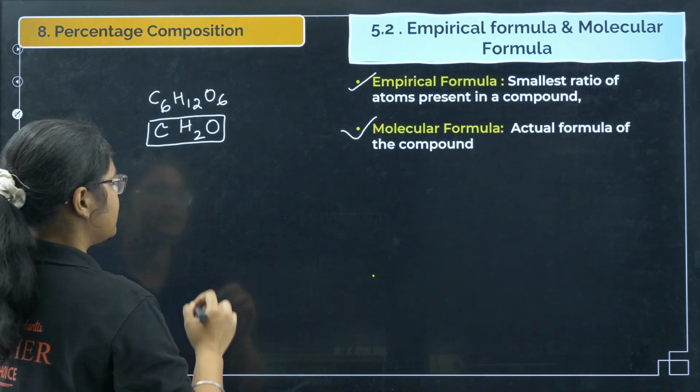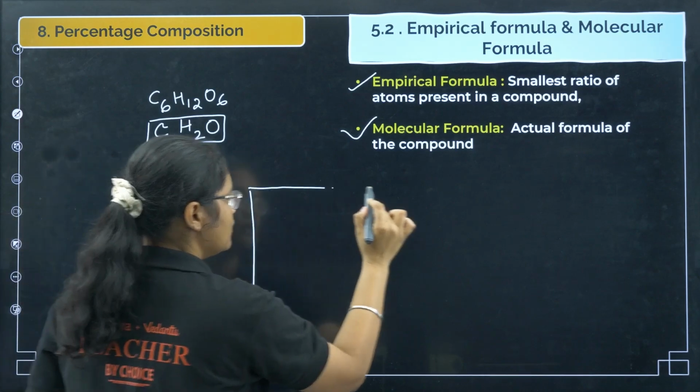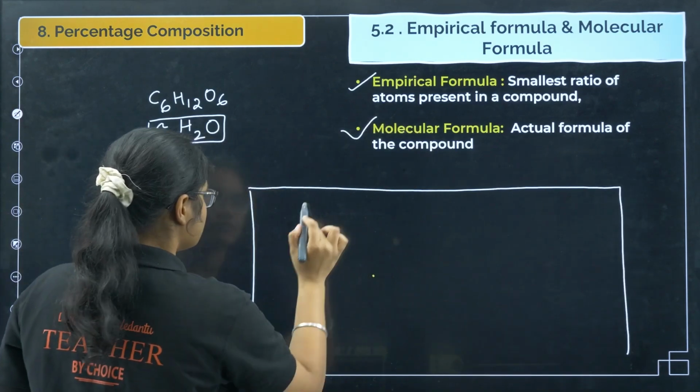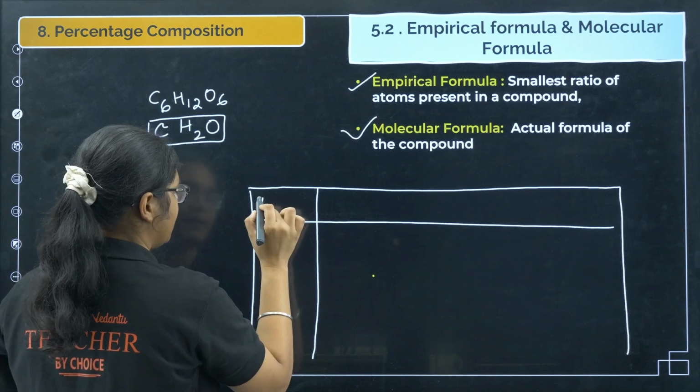Now, how do we find the empirical formula of a compound? I'll do a question, but let me first tell you how to find the empirical formula. We need to draw a table. In the first column you have to write the element name.